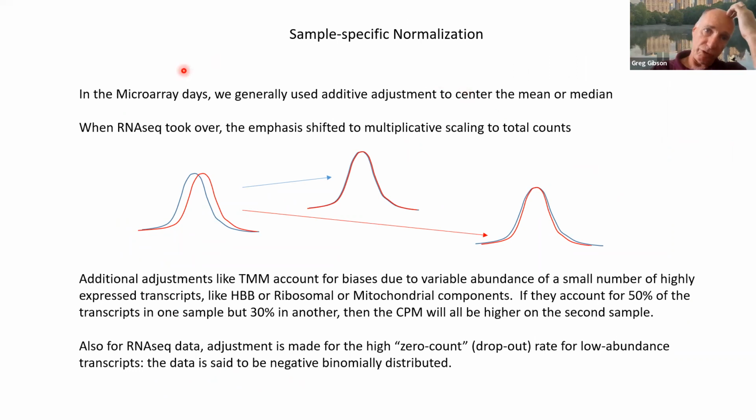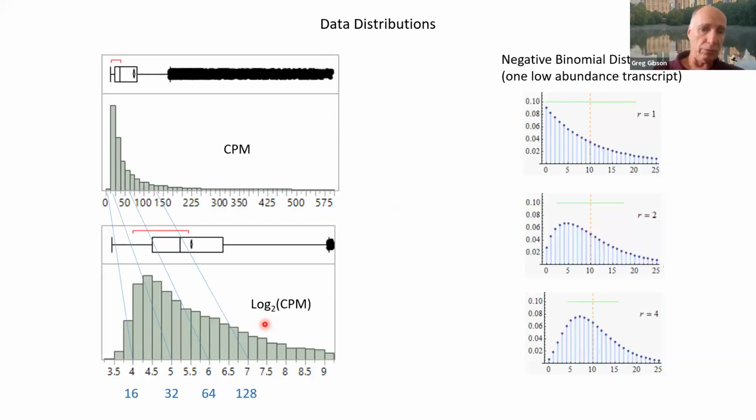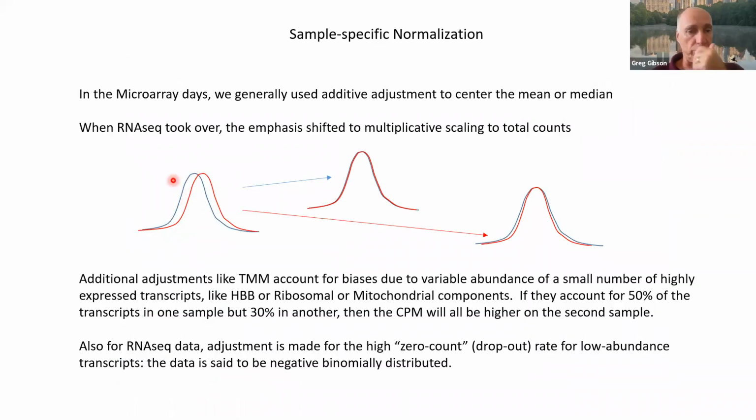So in the microarray days, we generally did just a simple additive adjustment to center the mean or the median of the distribution. So we'd have our log CPM counts. Well, we didn't have CPM counts in those days. You just have your frequency distribution of counts. And then what you want to be sure of is that the mean value for all of your distributions is very similar. So if these were two distributions, a blue one and a red one, just two different microarrays, in the old days, you just shifted the blue upwards or the red one downwards until they overlay on top of each other. If they're exactly the same distribution, then they would overlay perfectly. That was just a simple additive shift.